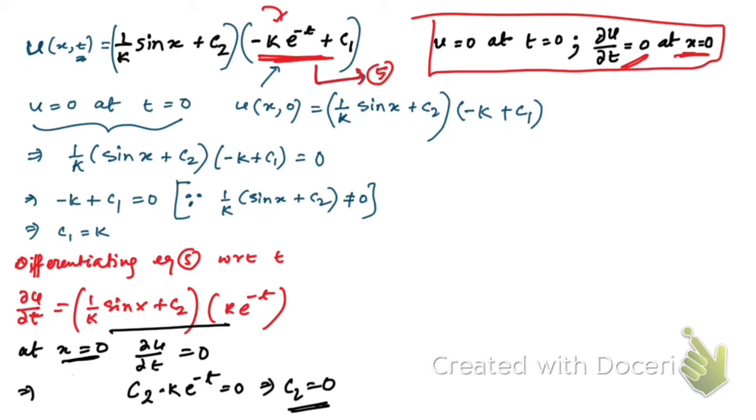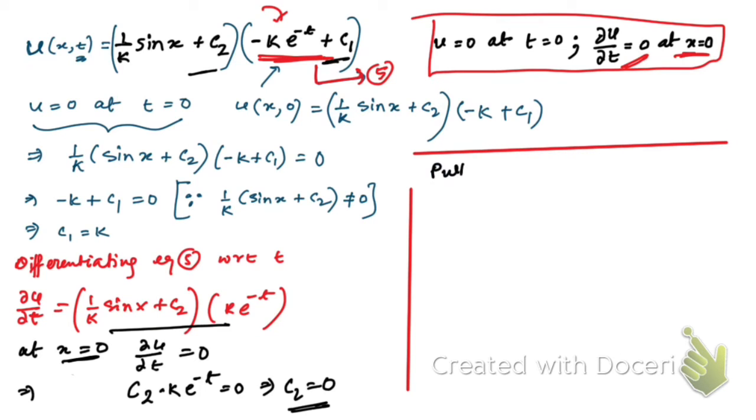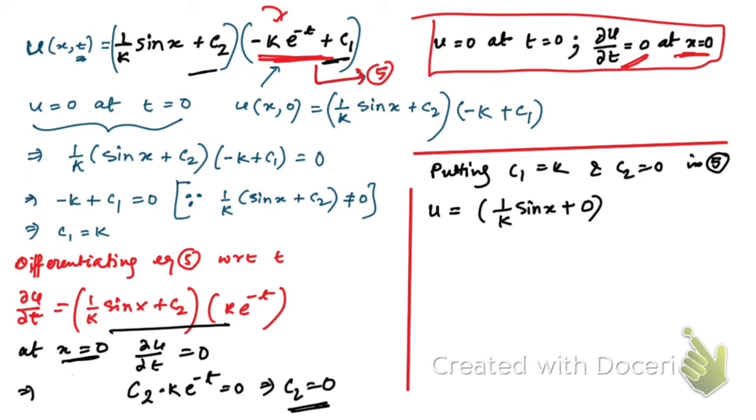So we have got the value of c2 and c1. Now putting this value in equation number 5. If you put the value of c1 and c2 in equation number 5, then you're going to get the complete solution. So putting c1 is equal to k and c2 is equal to 0 in equation number 5, we're going to have u is equal to 1 by k sine x plus c2, which is 0, and minus k e to the power minus t. c1 is your k, right? c1 is k.